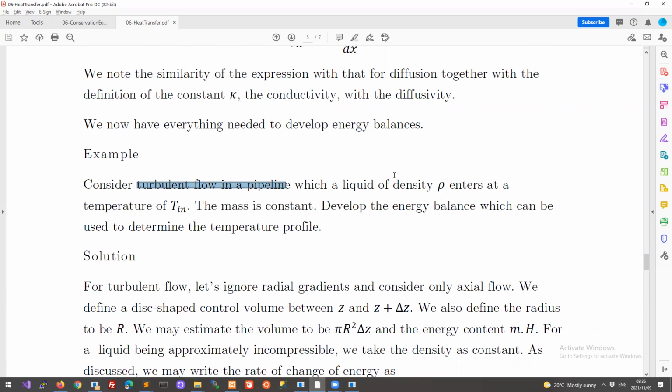And this fluid has a density rho, and it's entering with a temperature T in. It says here that the mass is constant. So that means that the fluid has filled that pipeline. So the mass in the pipeline is a constant. That also tells us that m dot in equals m dot out equals m dot. And we want to develop the energy balance that we can use to get the temperature profile.